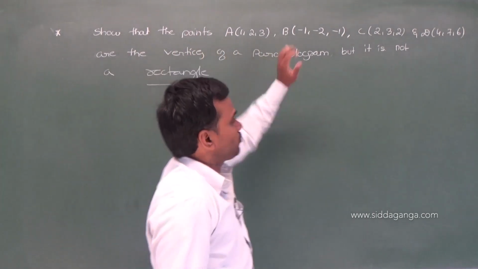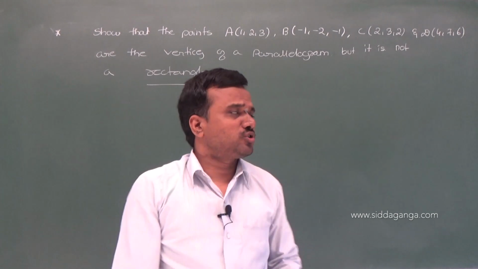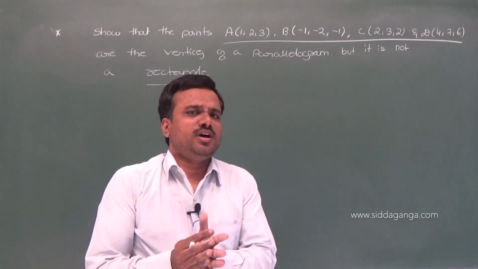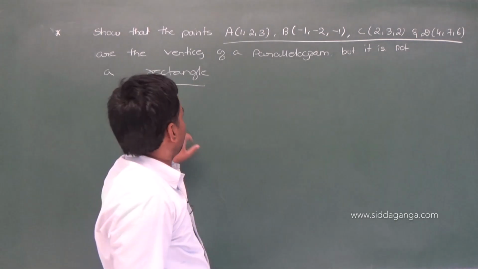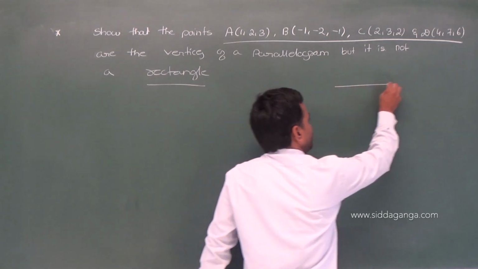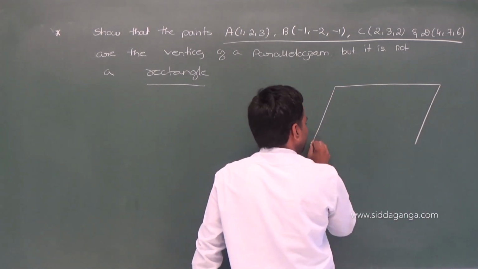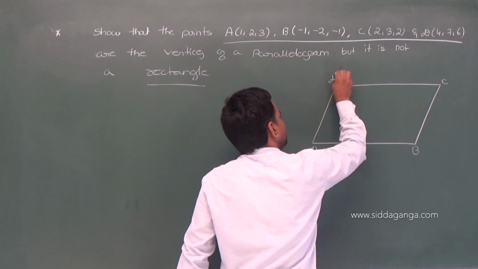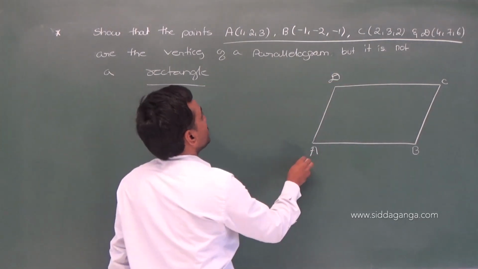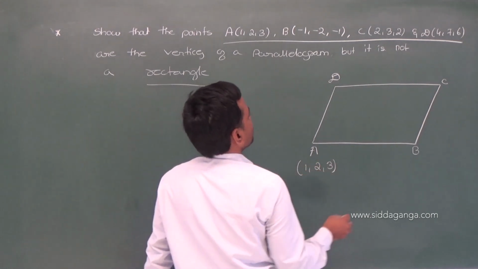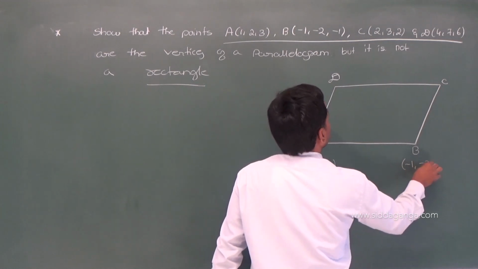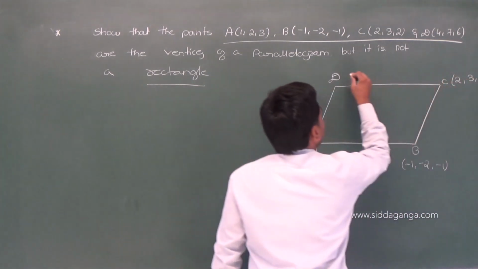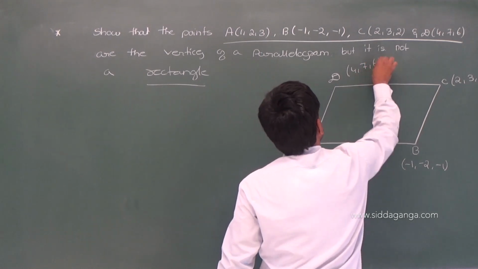See that these 4 points are nothing but, first what we show? We have to show that these 4 points are nothing but the vertices of a parallelogram. We discussed, I think, in the distance between 2 points. But it is not a rectangle. Okay, firstly we draw a parallelogram. In that we write the coordinates or the points either in clockwise direction or anti-clockwise direction. So A point is 1, 2, 3, B point is minus 1, minus 2, minus 1, C point 2, 3, 2, D point 4, 7, 6.